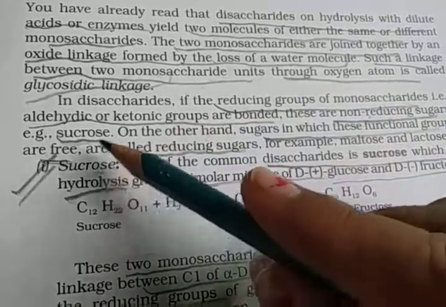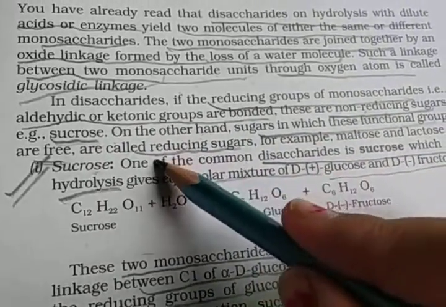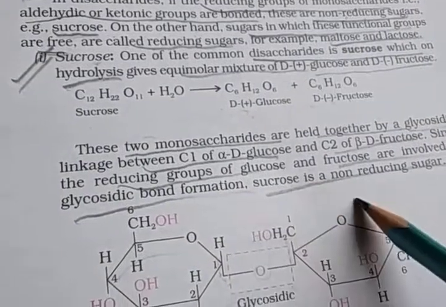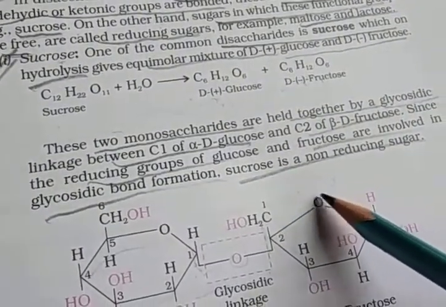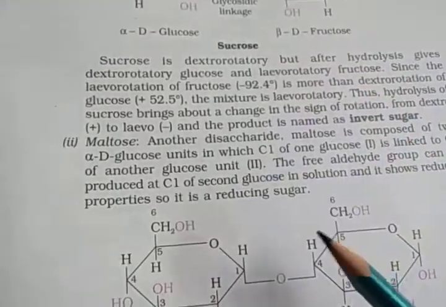An example is sucrose. On the other hand, sugars in which these functional groups are free are called reducing sugars, for example maltose and lactose. So sucrose is a non-reducing sugar. Then next is maltose.